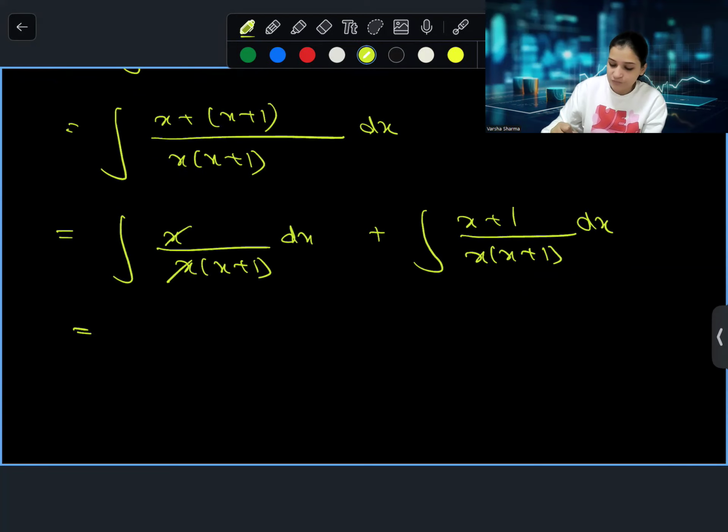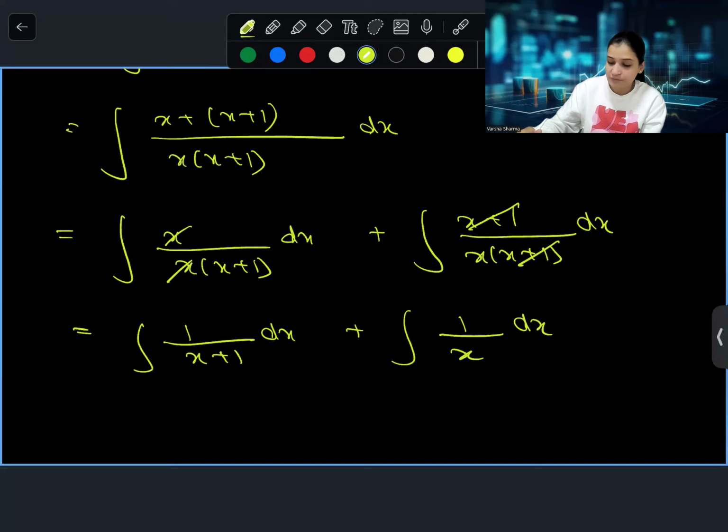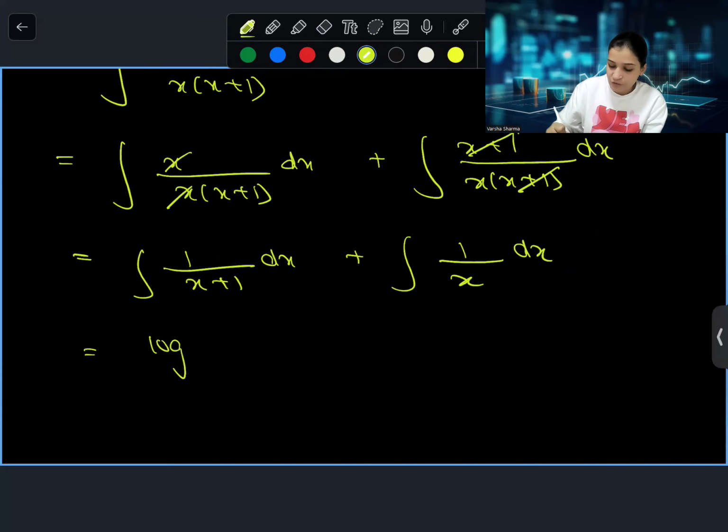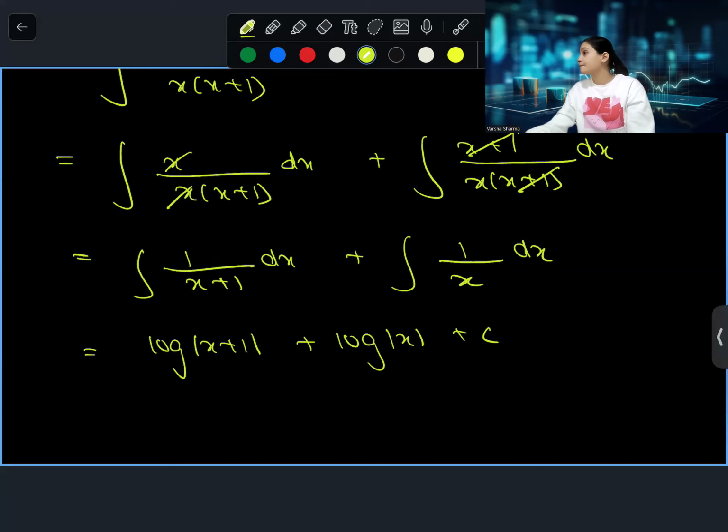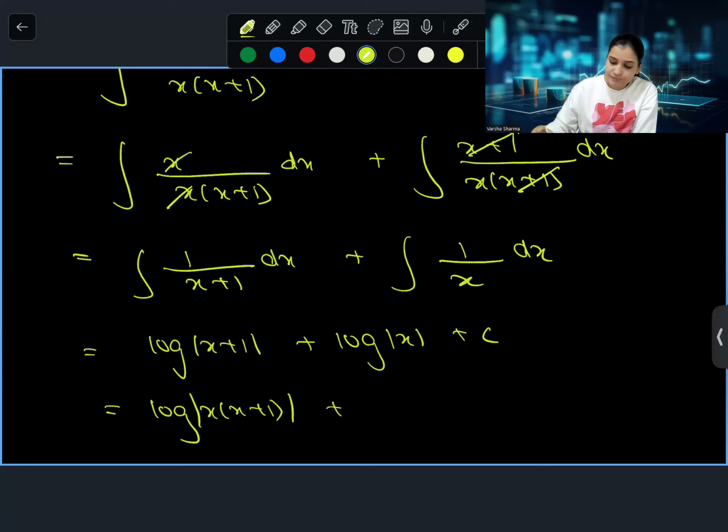Now, these two are gone. 1 upon x plus 1. These two are gone. 1 upon x. So the formula is log mod x plus 1 plus log mod x. Any doubt? Some other type? So this will be log a into log b, log ab. Guys, have you understood? Yes, ma'am. Note down.